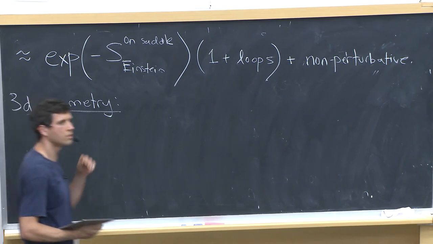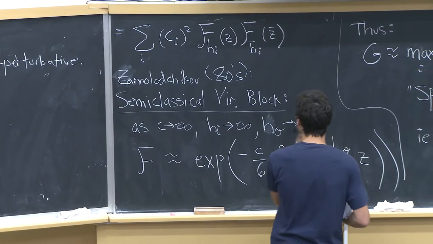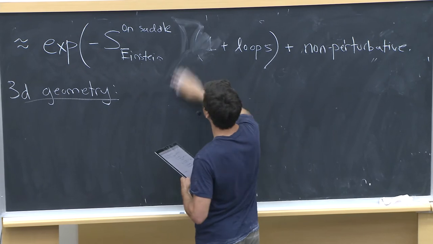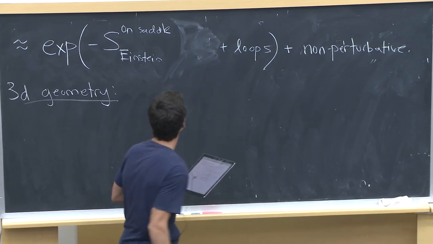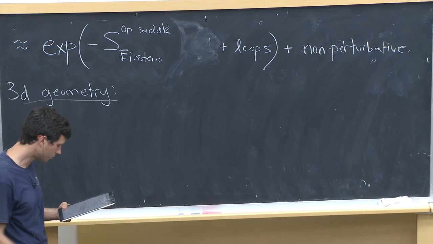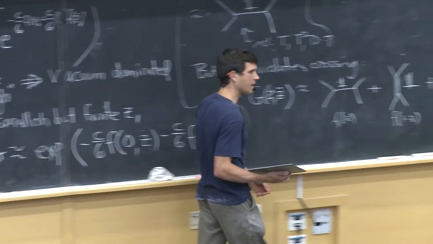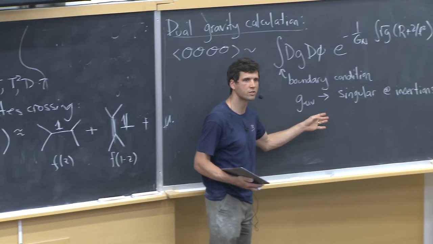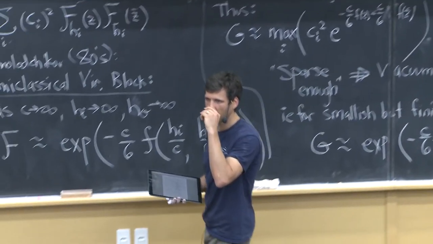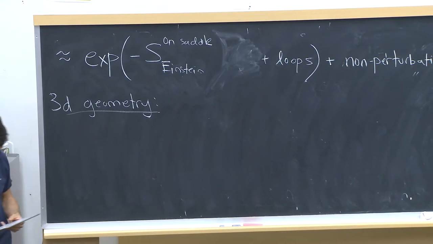The three-dimensional, the leading saddle point with these boundary conditions. You can't write down the metric with these boundary conditions, but it turns out you can calculate its action. Not in complete closed form, but you can find a prescription for how to calculate the action.